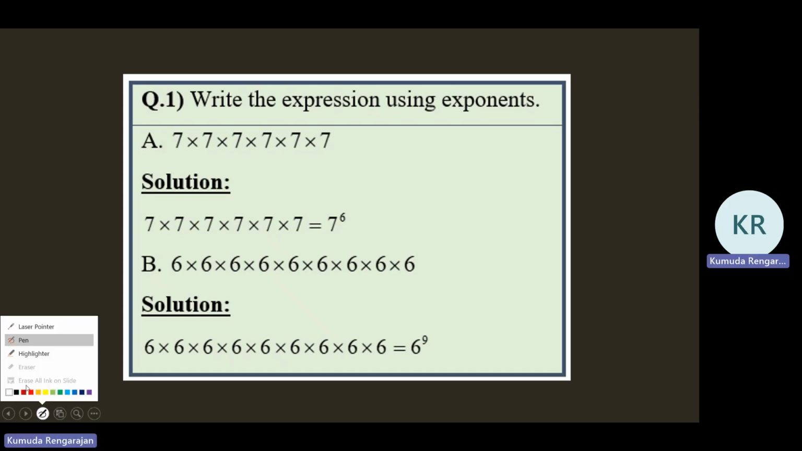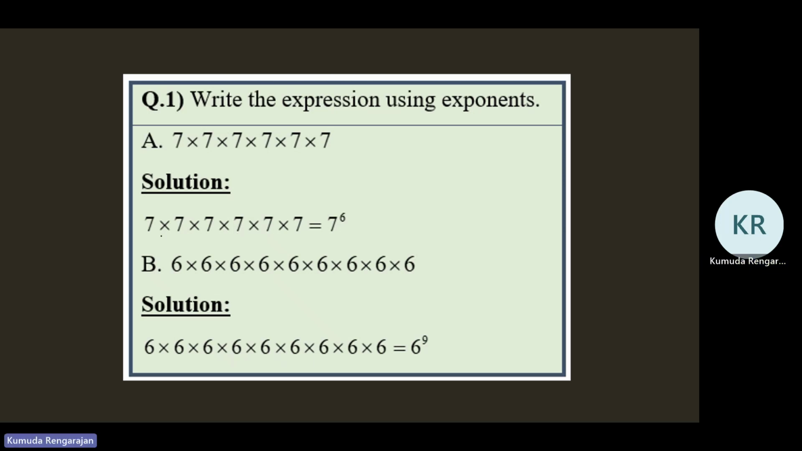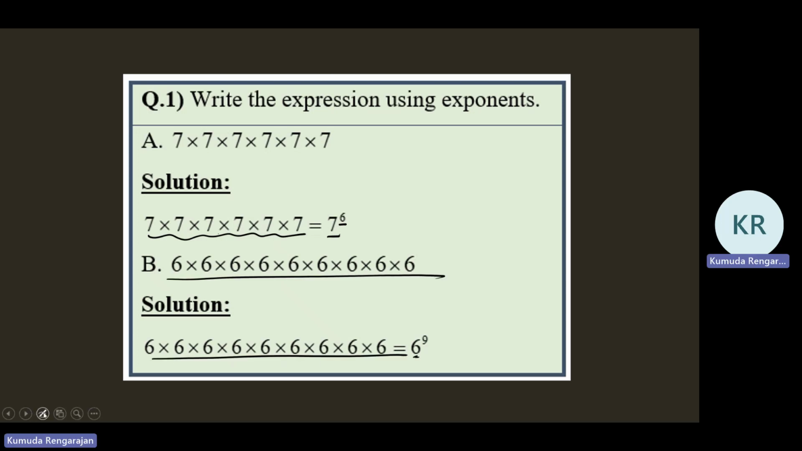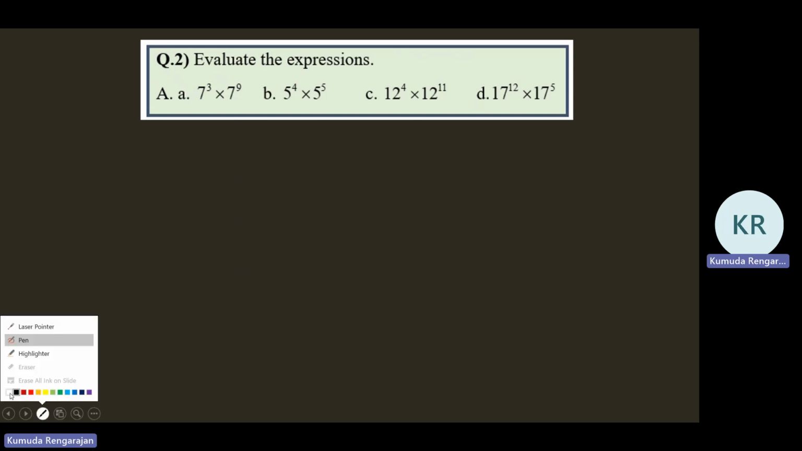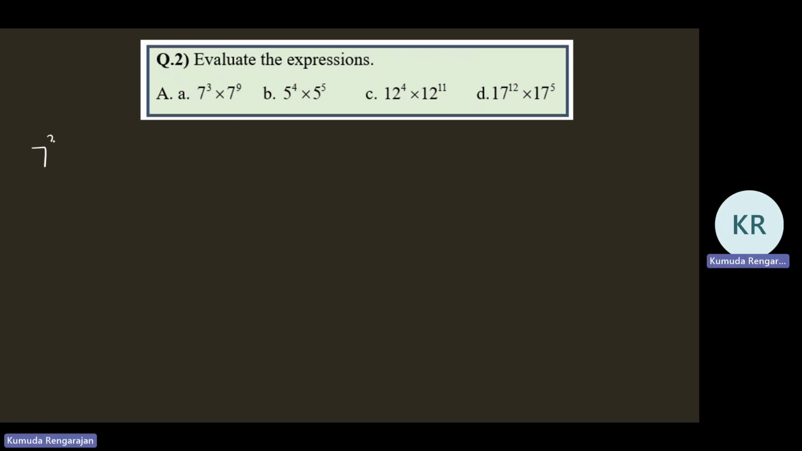So you can understand this, no? And these are easy. That's why I'm not explaining this. So here the 7 is multiplied with itself 6 times. So 7 raised to the power 6. 6 is multiplied with itself 9 times. So 6 to the power 9. We'll do it, okay? Yeah, Shri Harini, first one.